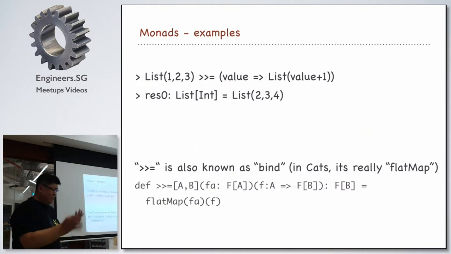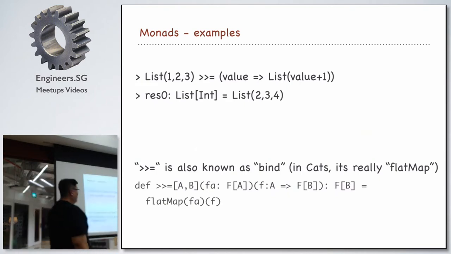Okay, but let's familiarize ourselves with what we can do with the monad. Again, let's have a look. Oh, what the hell is this thing? It's nothing more than two greater-than signs followed by an equal operator. This is what they call the bind operator. It's really a flat map.